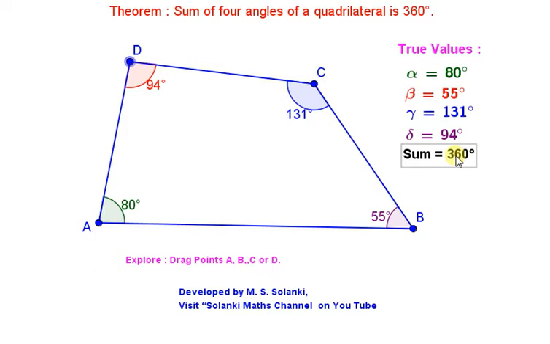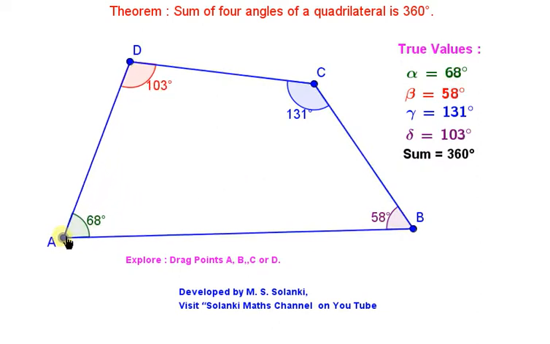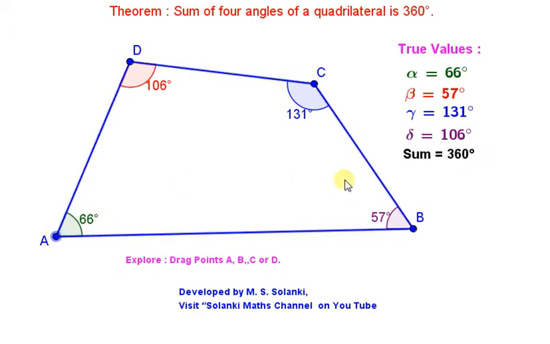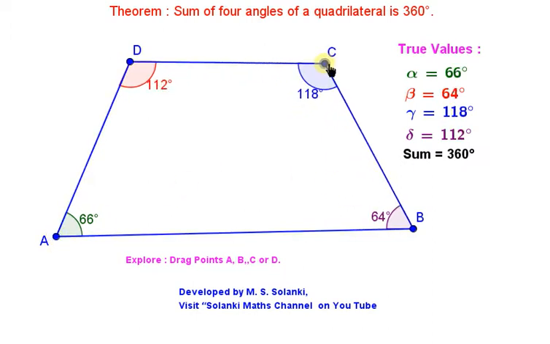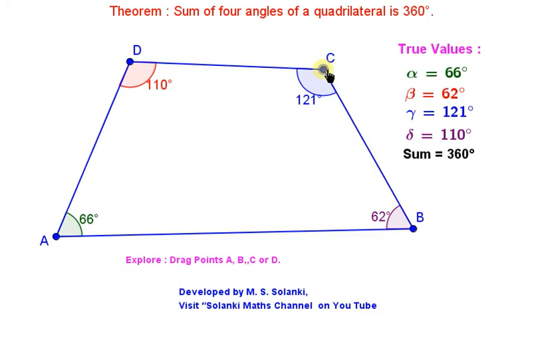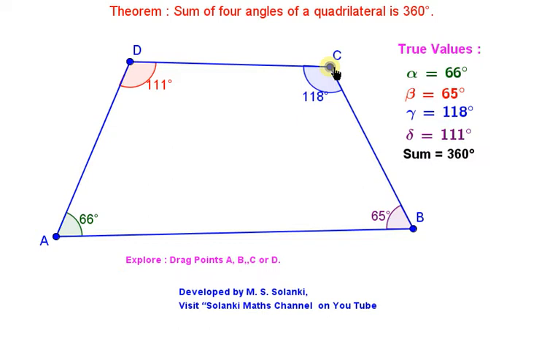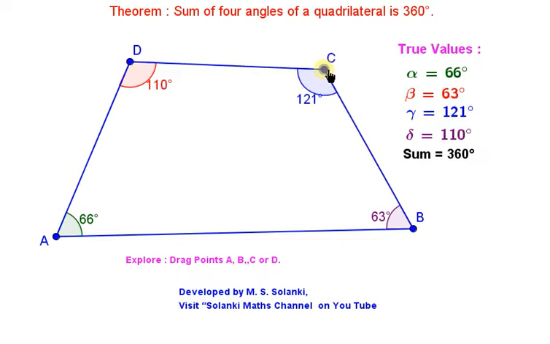At this condition we are seeing the sum of the four angles is this. Now I am changing, making another quadrilateral by shifting A as well as C. Now we see the sum of all four angles is also 360 degrees.